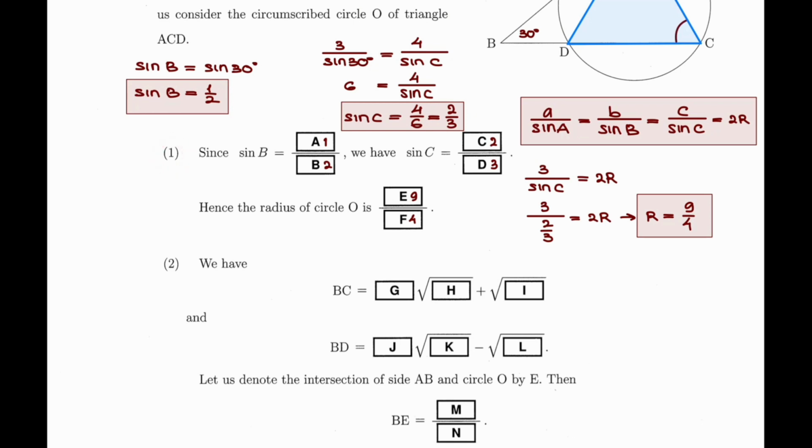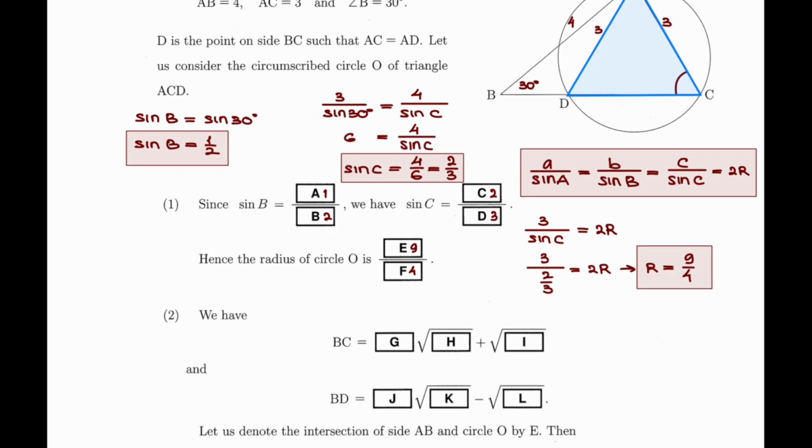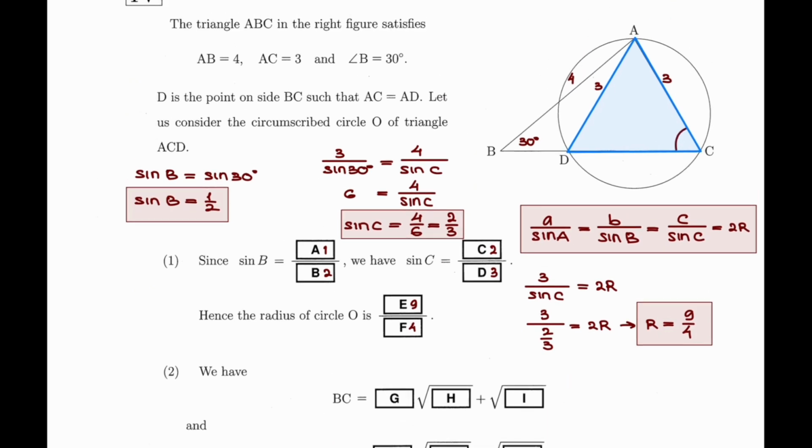And then for the second question, we have BC is equal to what? So I need to know BC, and then BD is equal to what? After I got BC, I need to find BD. To find BC, I think I need to adjust my triangle a little bit.